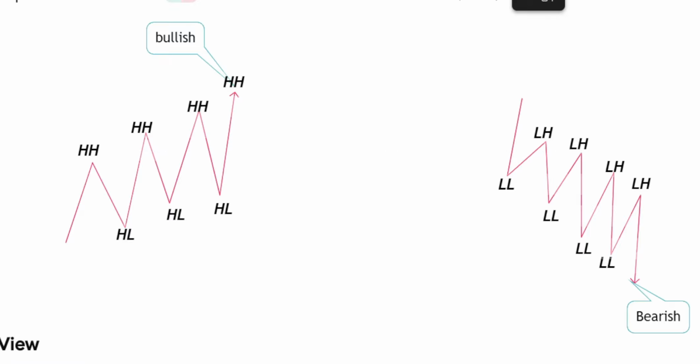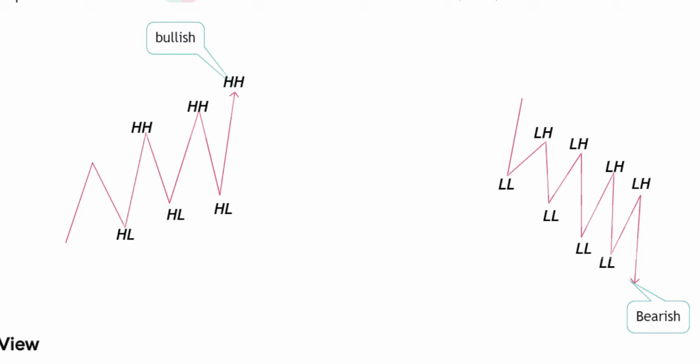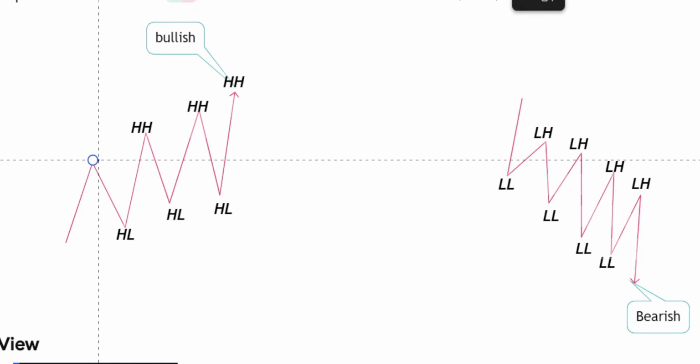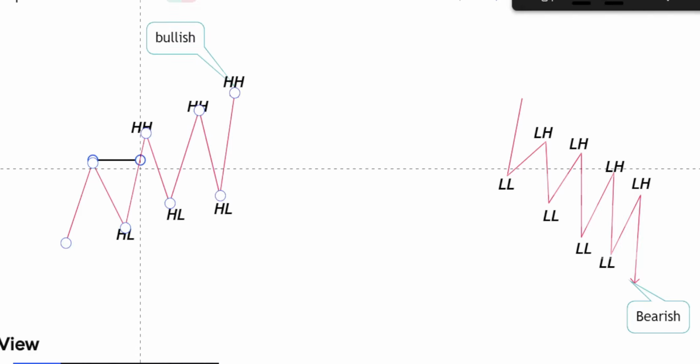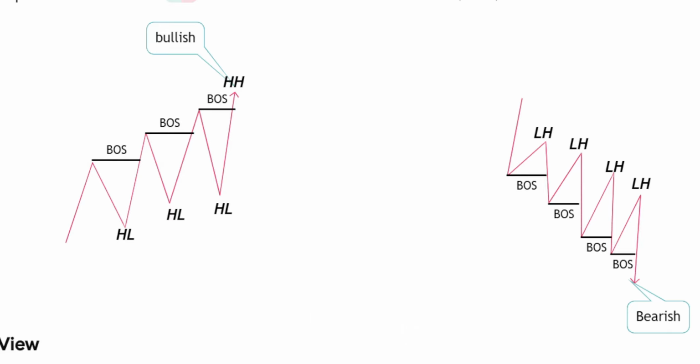This is called break of structure, short BOS. When the price is in a downtrend, it will create lower lows and lower highs, thus breaking recent lows. This is how you would mark a break of structure.